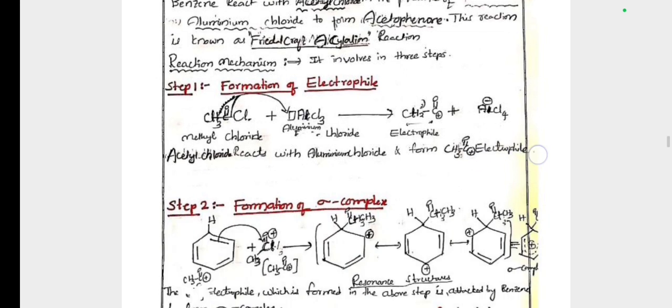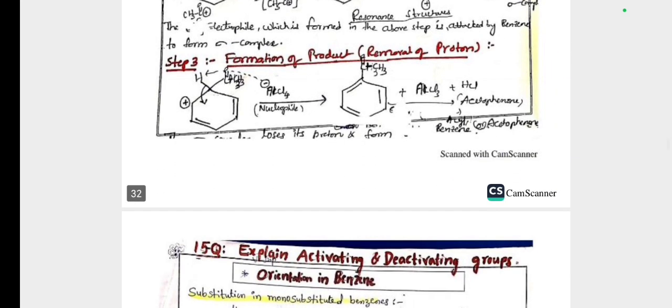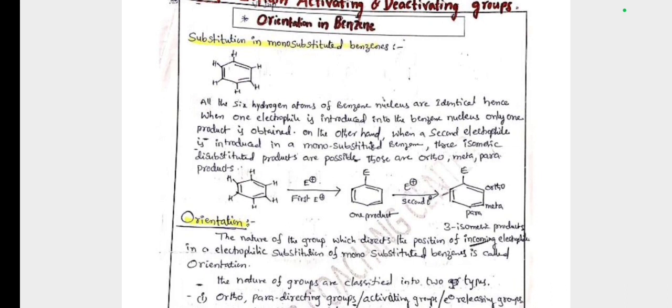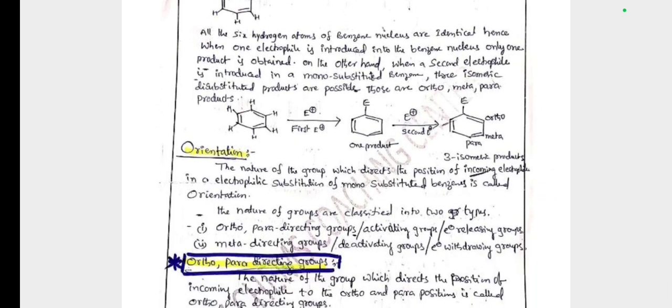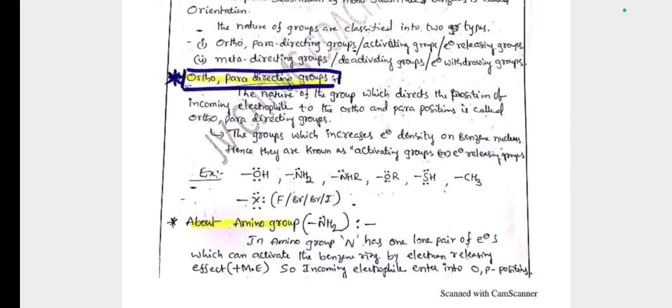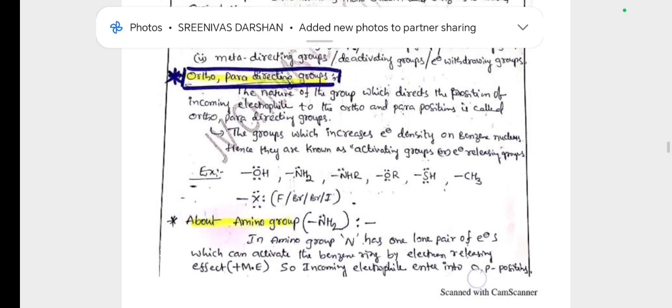The electrophile is different in all these reactions. Everything else is the same. Practice the 5 reactions. Next, activating and deactivating groups. That means how ortho para product formation and meta product formation take place based on the group. Okay, just remember the examples.